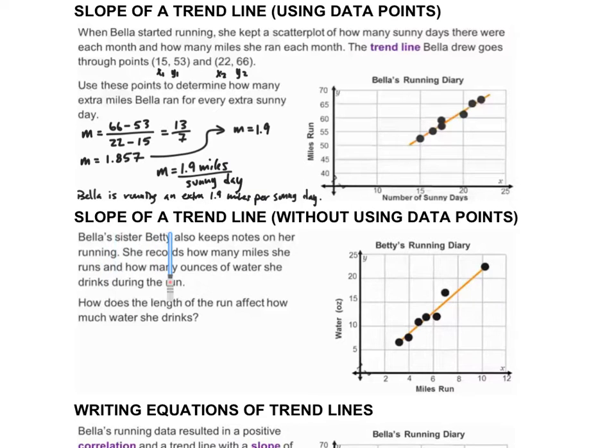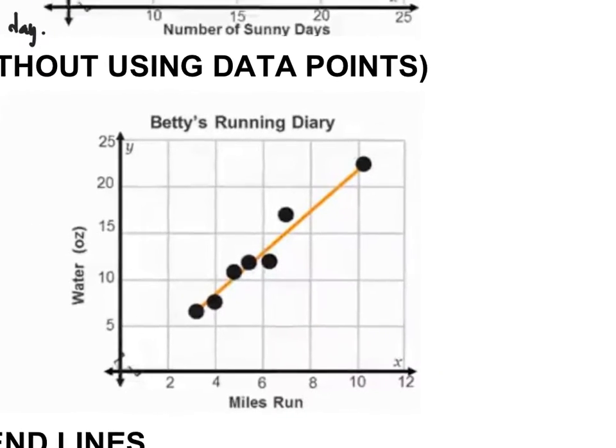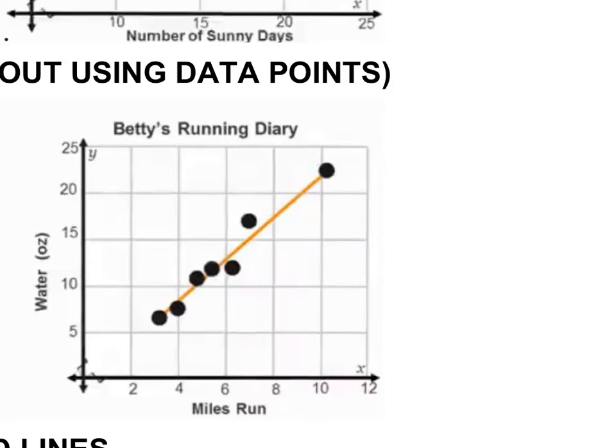Bella's sister Betty also keeps notes on her running. She records how many miles she runs and how many ounces of water she drinks during the run. Okay, so how does the length of the run affect how much water she drinks? So, one thing that you have to realize is that the longer the run, the more water she drinks. And we can see that based on this trend line because it's going up. As the miles increase, so does the water intake increase. So let's just write that down real quick.